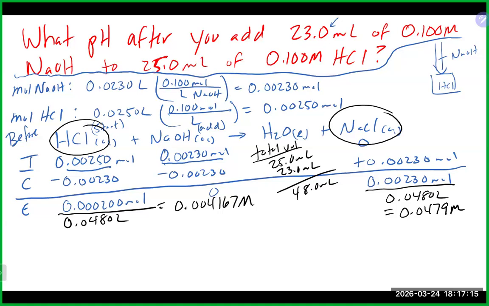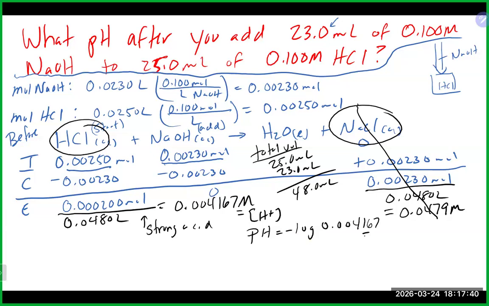So once again, we have these two things left. This is not a buffer situation. This is a salt that we're not going to really worry about. We do have our strong acid, and because it's HCl, this would be our H plus concentration. So we're good to go right into our pH, minus the log of 0.004167. If we do that, it's going to get us a pH of 2.38 in this case.